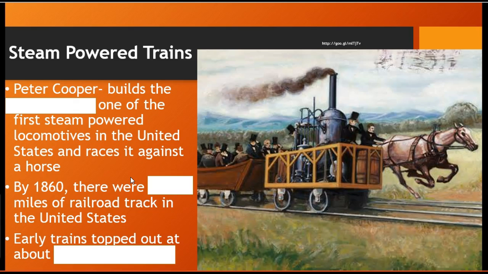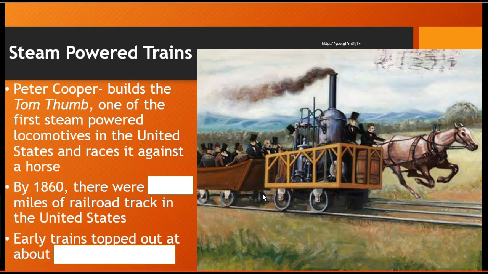Steam-powered trains, on the other hand, started with a guy named Peter Cooper. He built something called the Tom Thumb, the first steam engine locomotive. And you see a painting of it here on the right-hand side. And people thought he was crazy. People thought he was crazy to try to invent this machine that would move.